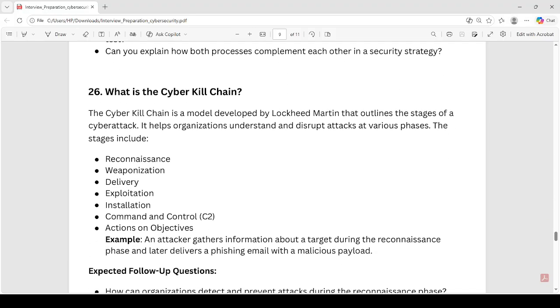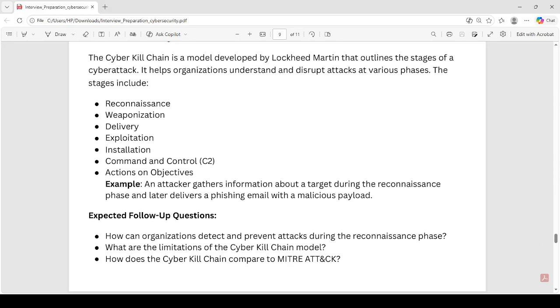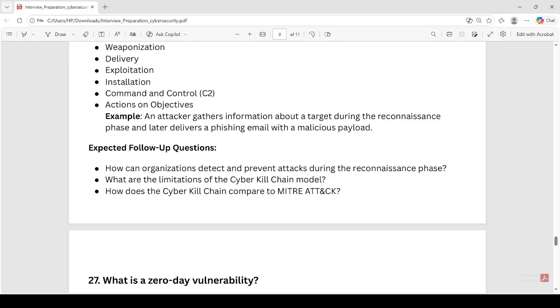Question number 26. What is the cyber kill chain? The cyber kill chain is a model developed by Lockheed Martin that outlines the stages of cyber attacks. It helps organizations understand and disrupt the attack at various phases. The stages include reconnaissance, weaponization, delivery, exploitation, installation, command and control, and actions on objectives. Example: an attacker gathers information about the target during the reconnaissance phase and later delivers a phishing email with a malicious payload.